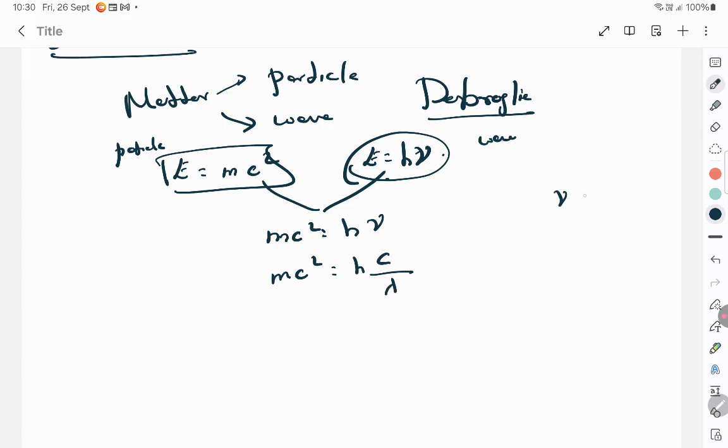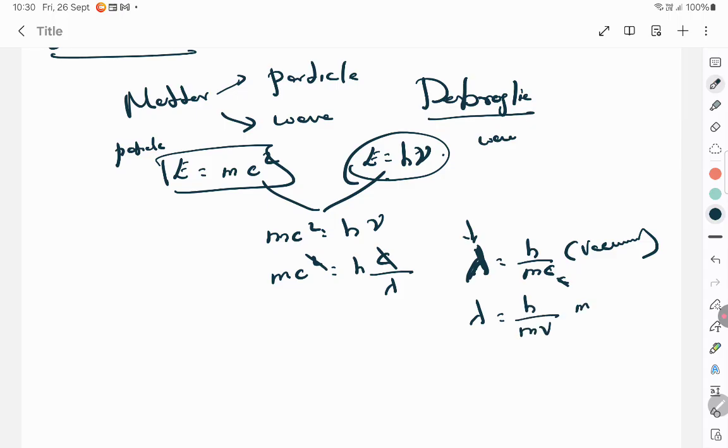Mu itself is inversely proportional to wavelength. You all know that if the wavelength is long, the frequency is less. So mu is equal to c by lambda, where c and c get cancelled. So lambda is equal to h by mc is the de Broglie wavelength, the wavelength associated with the particle. This is the de Broglie wavelength, h by mc, in vacuum, because it has the letter c, speed of light in vacuum. In the medium, lambda is equal to h by mv.